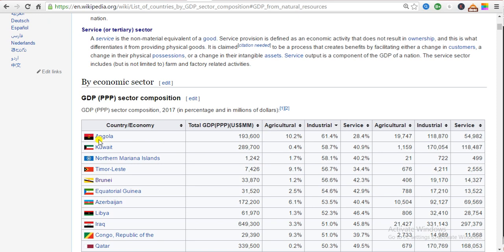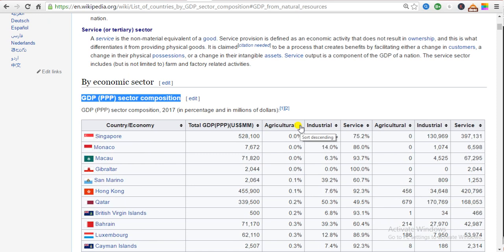So, GDP sector comparison. Alright, Angola, agricultural. Let's look at GDP purchasing power in terms of sectors. This is 2017, but it's okay. So let's look at agriculture. I think agriculture will be very important.